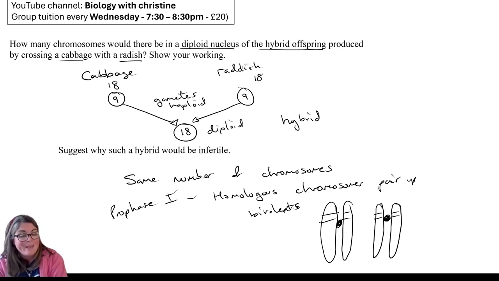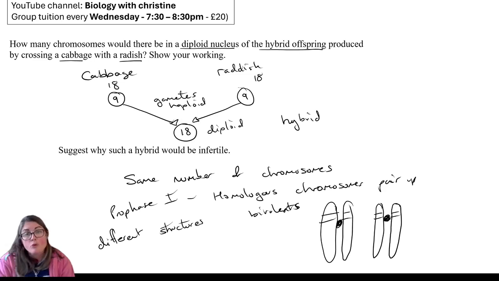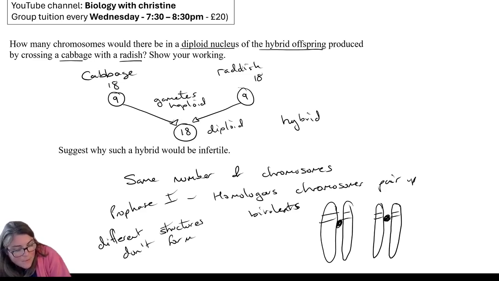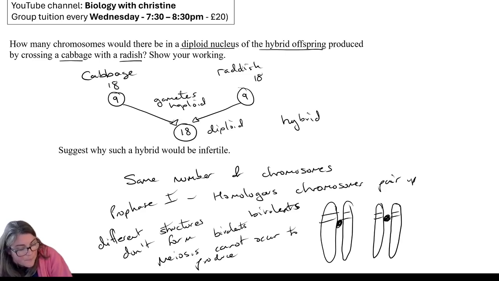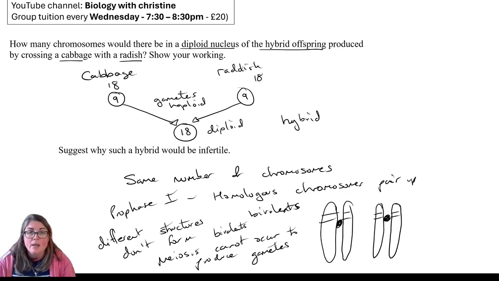Well, if we're talking about a cabbage and we're talking about a radish, they're going to have different structures. Their chromosomes are not going to actually line up during meiosis. So different structures, so they don't form bivalents. Therefore, meiosis cannot occur to produce gametes. And that therefore is why a hybrid would be infertile.